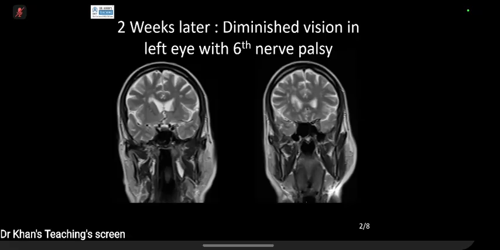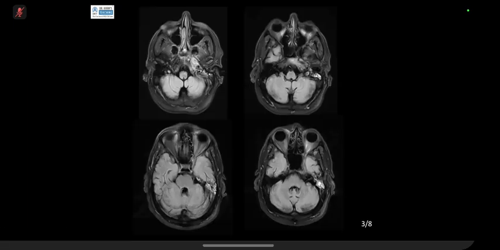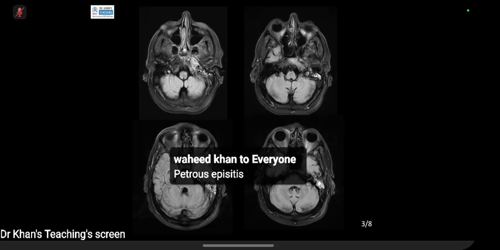So this is an attenuated sequence. There is nothing much here. So this is a fat saturated FLAIR sequence. Okay, sir. The petrous apex, anything happening there in the apex? Sir, do I have to tell you on this or do I have to ask you for the remote? No, this is a PowerPoint.